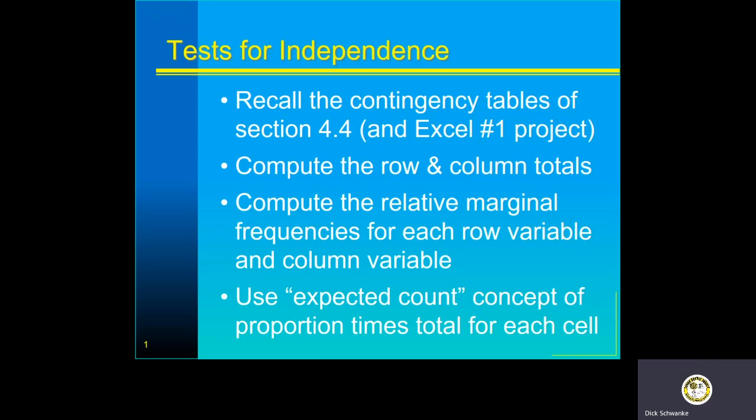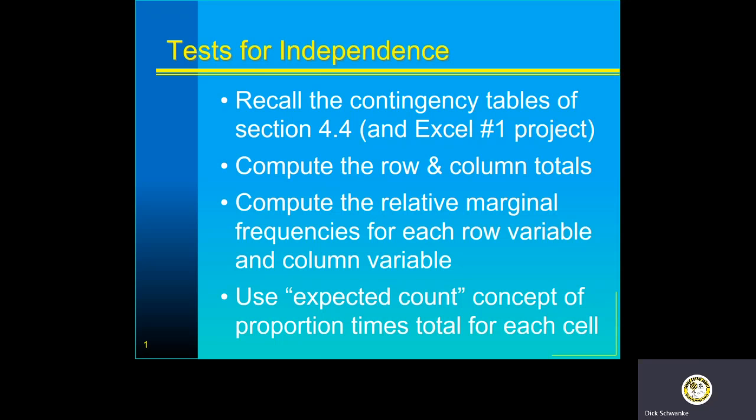Today we want to talk a little bit about the test for independence and our Excel number 4 project. What this is based on is our contingency tables that we took a look at a long time ago, way back in chapter 4, section 4, and it was also a project in your number 1 Excel. And what we did in that one was there was a question about purchasing likelihood versus age groups.